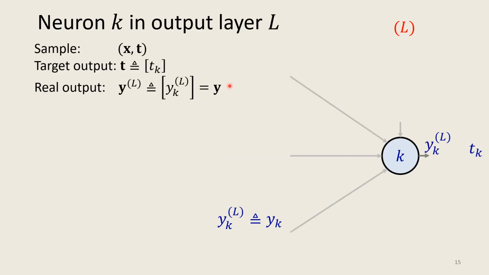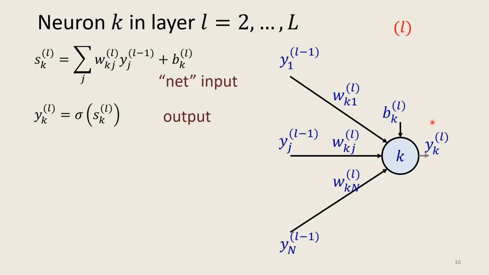Now this is a neuron in the output layer, uppercase L. This is the last layer. And for this last layer, the output Yk superscript L, the kth output, is treated as the output Yk of the entire neural network, and that should be as close as possible to the corresponding element in the target, t sub k. So Yk should be close to t sub k. That's how we would like to train the neural network.